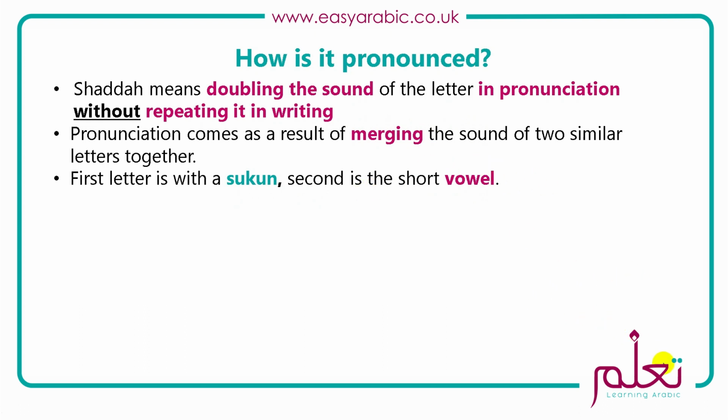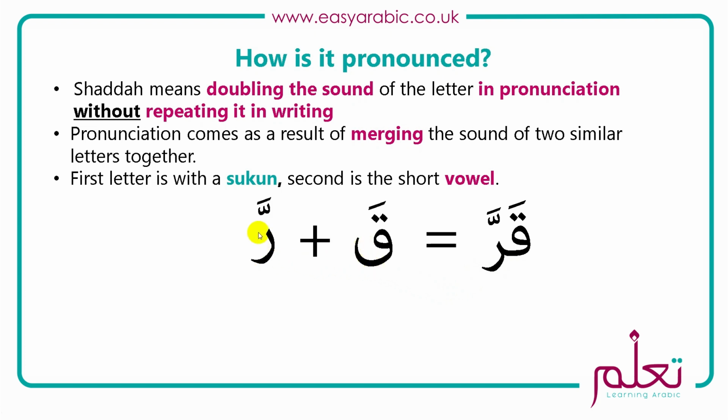If I can show you an example, here we've got the letter Qaf and then the Ra. So here's Qa, and then you've got the Shaddah and then the Fatha on top. Let's split this up and apply this rule. We have the Qaf and the Ra. The first one is Qaf plus Ra with a sukoon, so it's Qar, and then we apply the same letter again, with whatever the vowel is on top. So here we will say Ra.